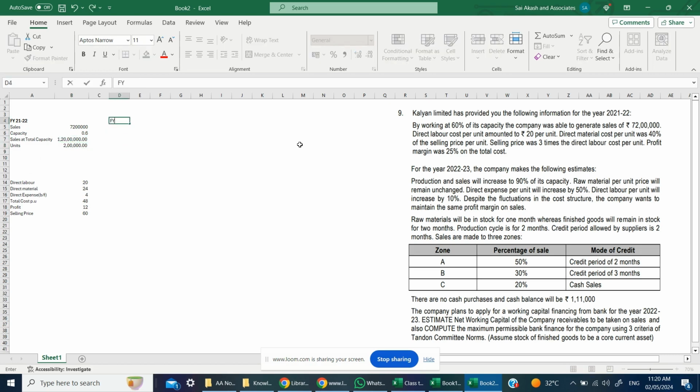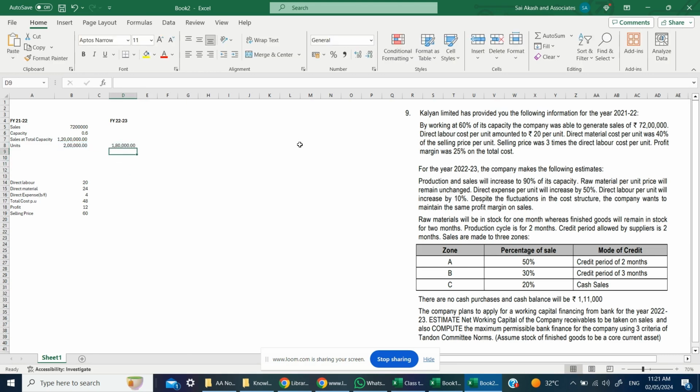Coming to FY 22-23. What is the requirement? Production and sales will increase to 90% of its capacity. Total capacity was 2 lakh units, out of which now they are producing 90%. So 0.9, 1,80,000 units they are producing. Raw material price will remain unchanged, so it will be 24 per unit. Correct.